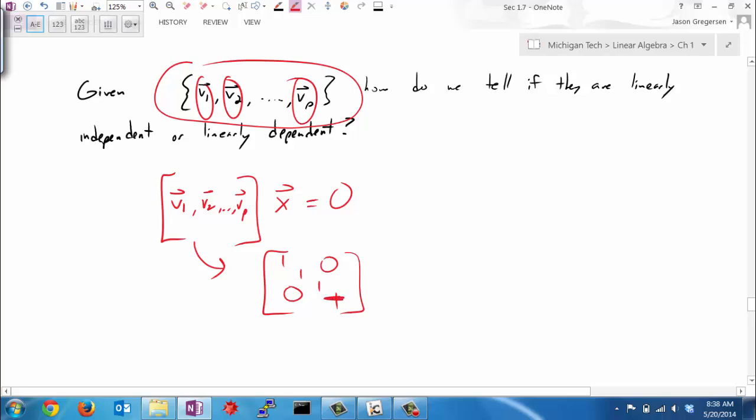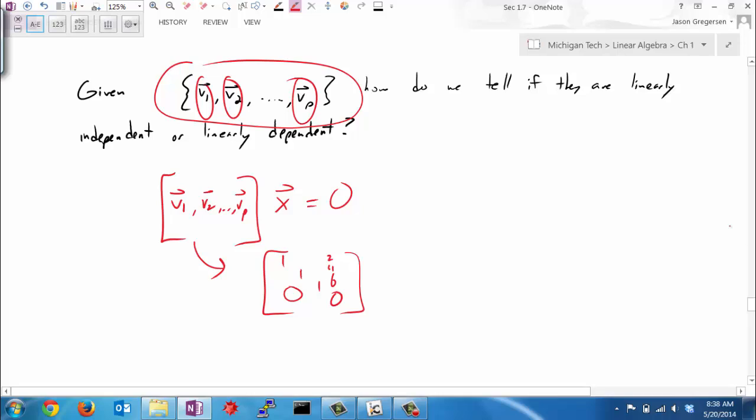Now if I had a case where it was like this, and you could have numbers here if you want, 2, 4, 6, in that case there would be a free variable. So there would be infinitely many solutions. So there would definitely be non-trivial solutions. In this case, the set would be dependent. One of them is redundant. One of them is just a linear combination of the others.